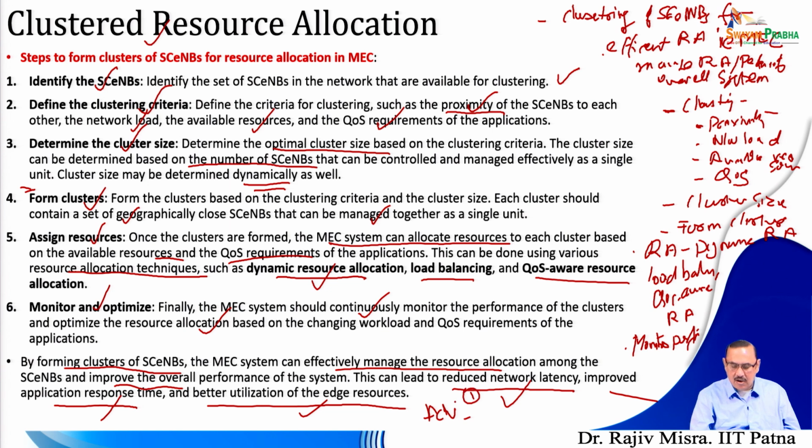So, advantages are the following. One is the reduced network latency. Second advantage of clustering resource allocation is improved application response. Third advantage here is better utilization of edge resources.